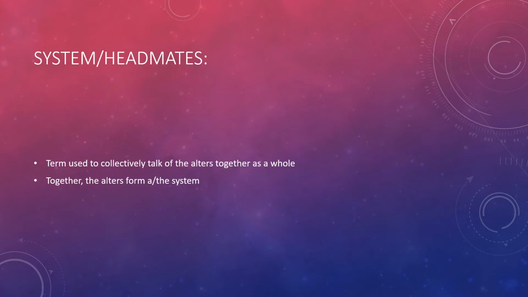System. This is the term used to talk about the entire group as a whole, whether that group be of 2 or more alters. So basically, all the alters together form a system.